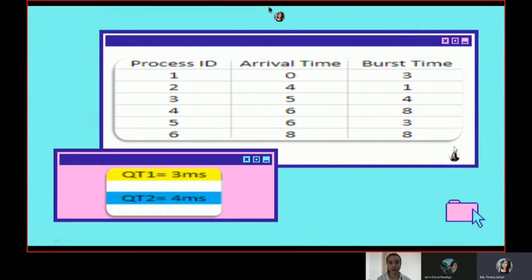The given data has 6 processes with quantum time 1 of 3 milliseconds and quantum time 2 of 4 milliseconds. Process 1 has arrival time 0 and burst time 3. Process 2 has arrival time 4 and burst time 1. Process 3 has arrival 5 and burst time 4. Process 4 has arrival 6 and burst time 8. Process 5 has arrival time 6 and burst time 3. And process 6 has arrival 8 with a burst time of 8.